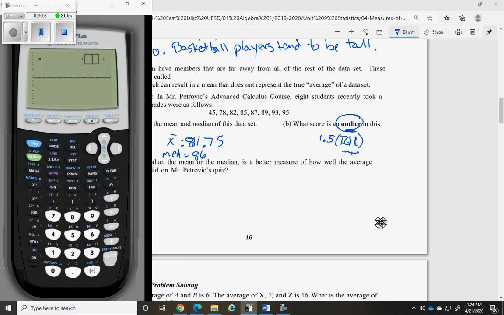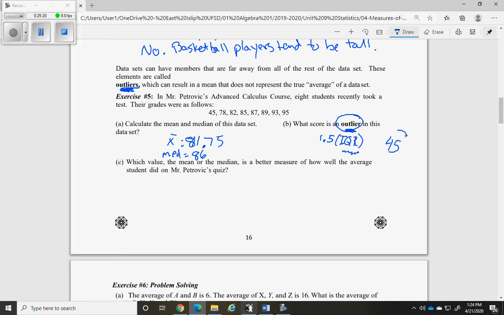You remember you can hit trace and move your cursor, and that's the number 45. And that's the only point floating out there without a whisker attached to it, so 45 is the outlier. We could have guessed that's what the outlier was, but it's good to check it out.